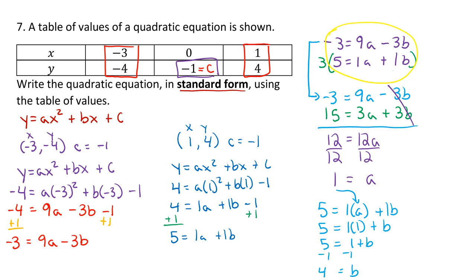So the equation in standard form is going to be y equals, the a was a 1, then our x squared, plus our b is a 4, so 4x minus 1, because our c was -1. And that is the equation in standard form.